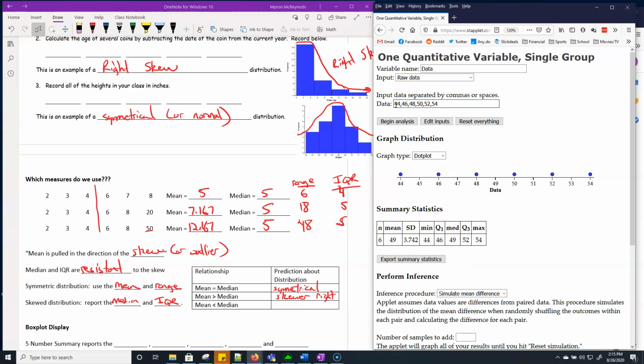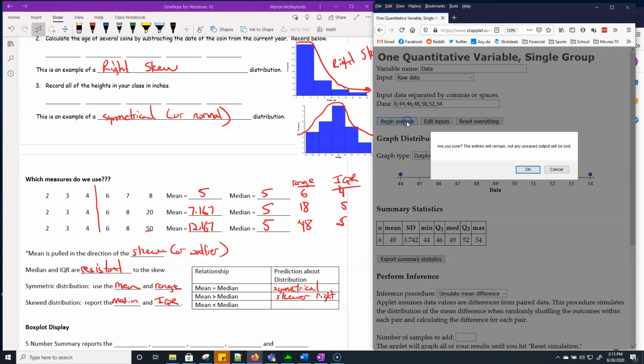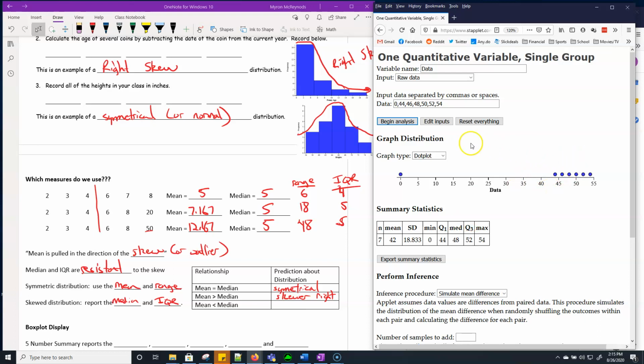But if I skew it to the left by putting a really small number in here, 0, which would skew the graph to the left. See how it skewed it over to the left like that? Now, look at the mean versus the median. See how the median is bigger now? This happens when you are skewed left. Your data is skewed to the left, and that's going to cause the median to be bigger, because think about it, when you push a number over to the left like that, it's going to drag the average down.